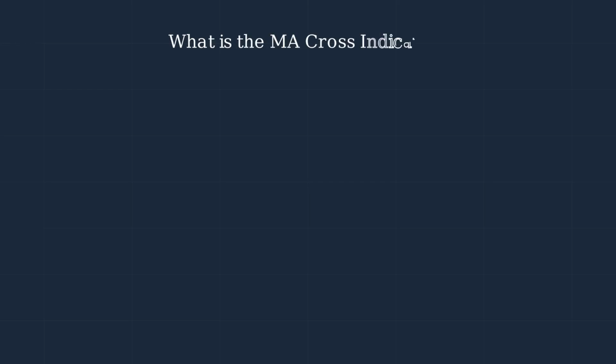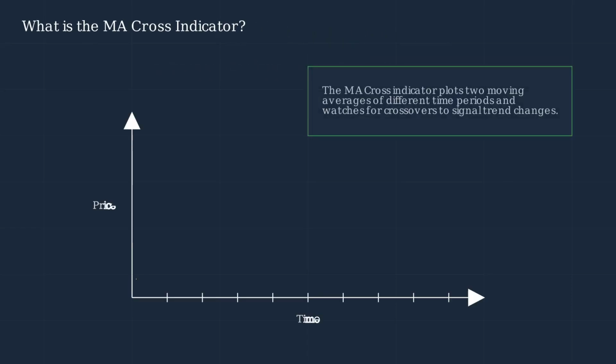The moving average cross indicator is a powerful technical analysis tool used by traders. This indicator involves plotting two moving averages of different time periods on a price chart and watching for crossovers. Let's examine a typical price chart where we'll apply moving averages.